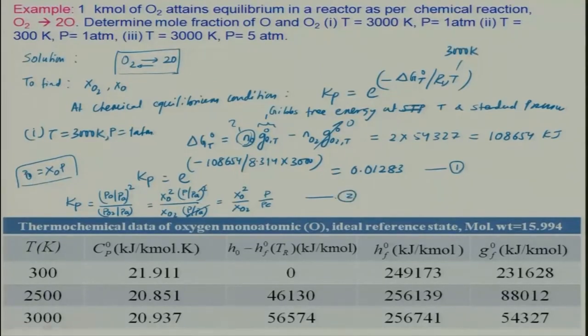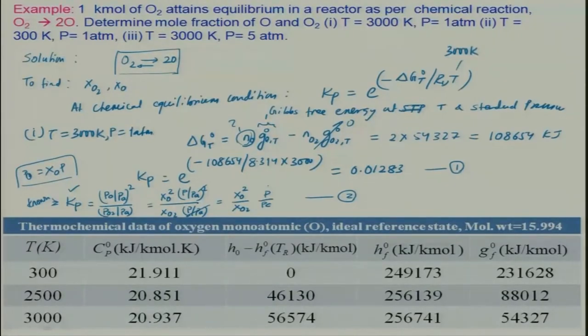Now, keep in mind that the Kp value we know, so this equation is known. For this case, Kp is equal to 0.01283. Now, x_O is not known, x_O2 is not known, but P is known.